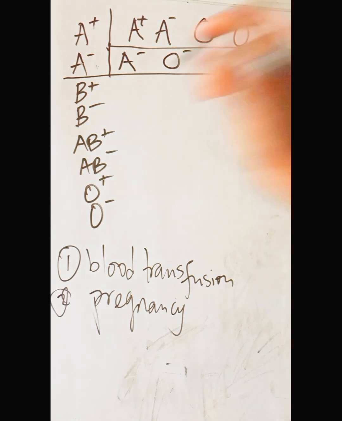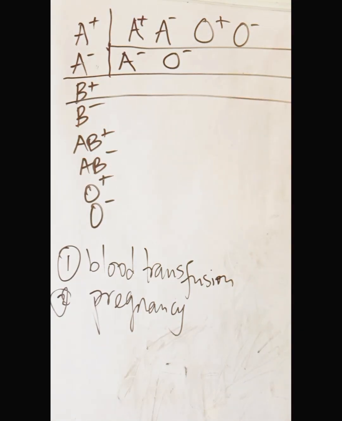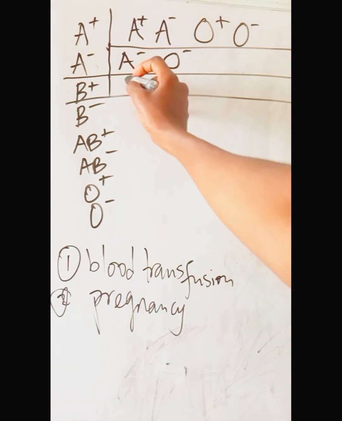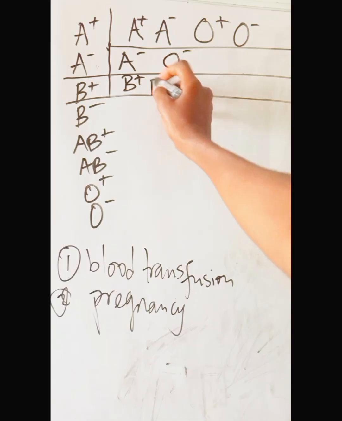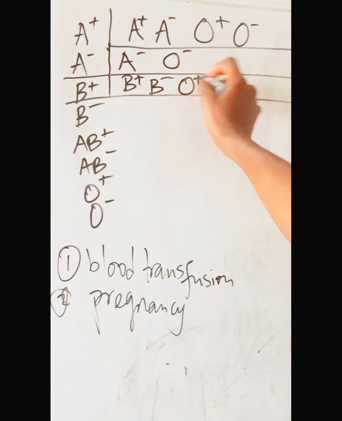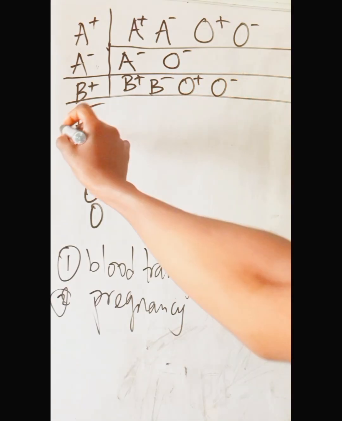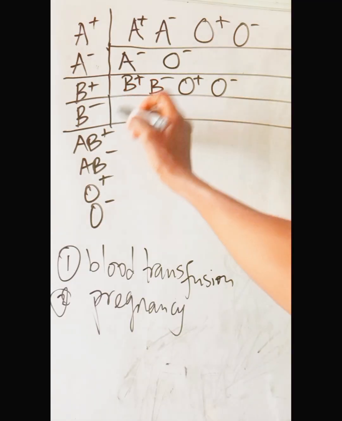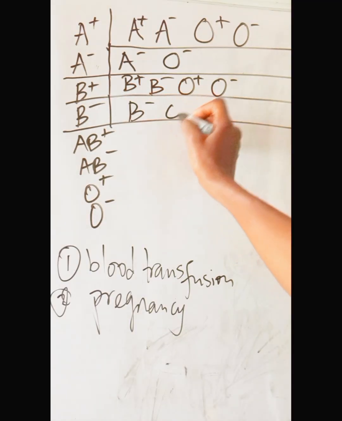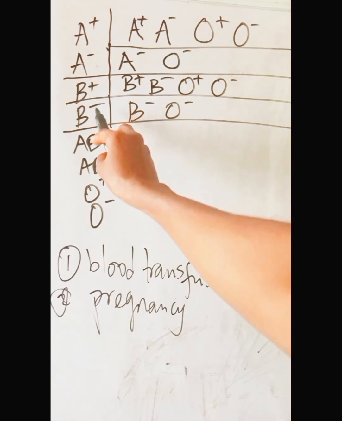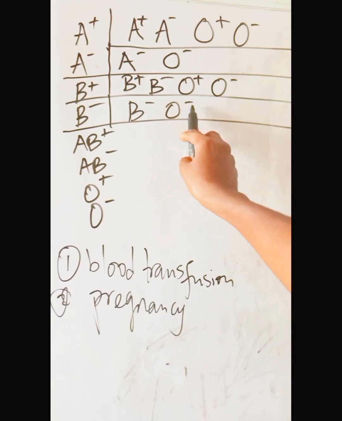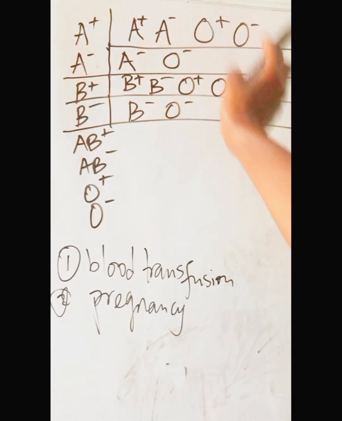Now, a B positive individual can receive blood from somebody who is B positive or B negative and also O positive, O negative. A B negative person must receive from only B negative or O negative. Remember we said that if it is Rhesus negative, it must be from negative donors. If it's positive, you're free to receive from positive or negative.